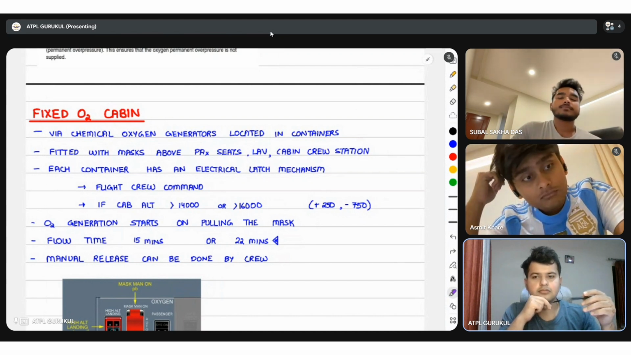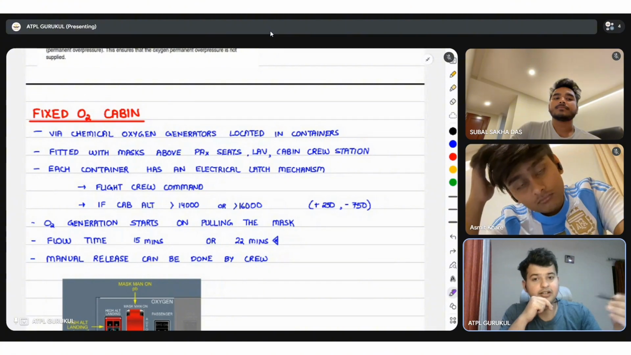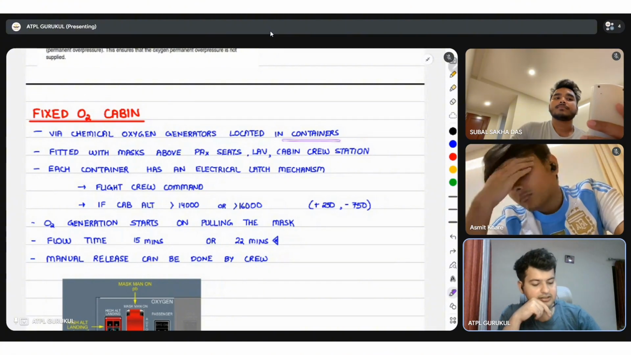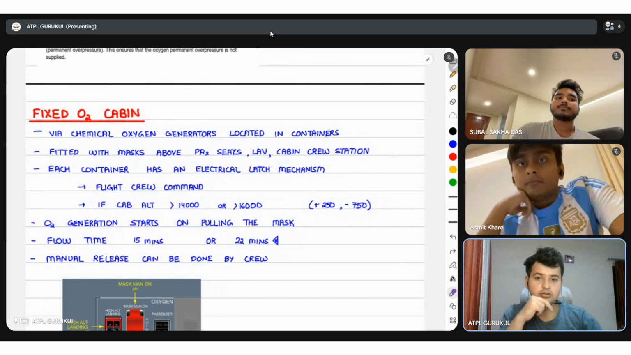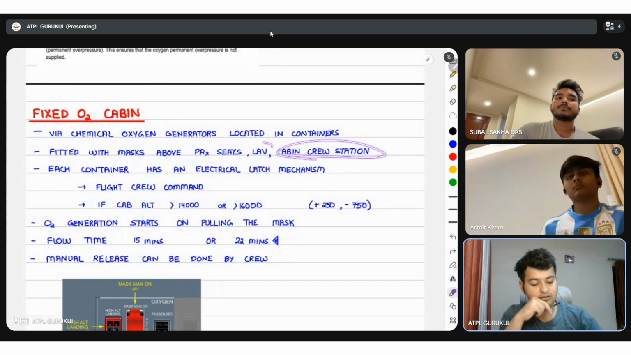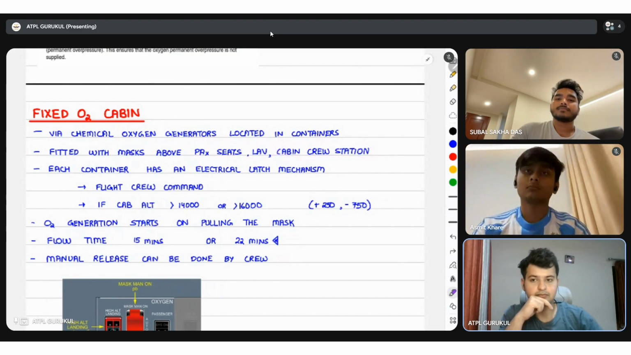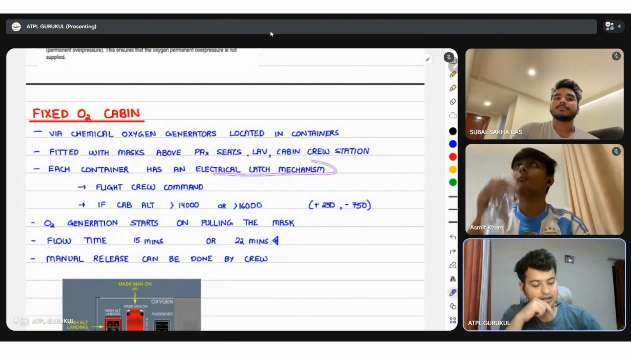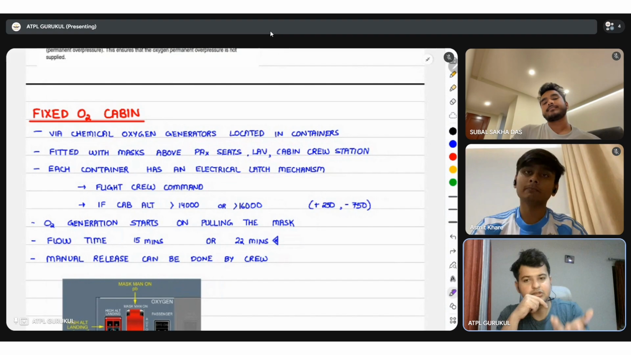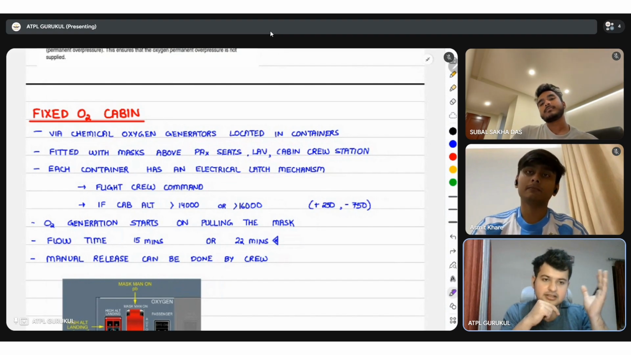So where are these masks fitted? They are fitted in containers actually. And where are these containers? They are located above the passenger seats, you know it. But they are also located in cabin crew stations and also in the lavatories. Each container has an electrical latch mechanism. Basically the latch will open and the mask will fall down.